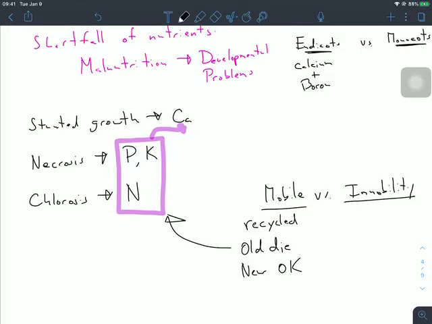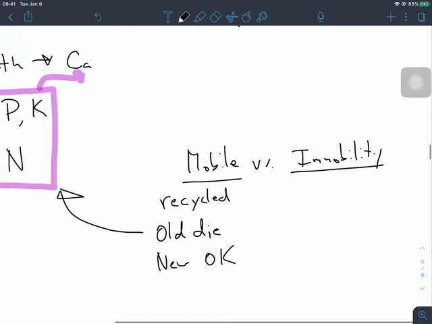In contrast, immobile nutrients cannot be recycled. They're stuck in the places they were built. Therefore, this means that new leaves will oftentimes show these symptoms first. If you don't have enough of it in the soil and therefore in the phloem of the plant, it's not going to be able to get to the shoot apical meristem where it's needed in high quantities, and therefore new leaves will be screwed up because they do not have these immobile nutrients.